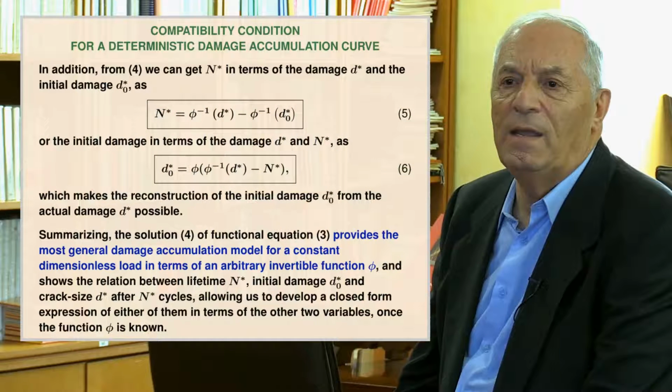In summary, the solution of our functional equation provides the most general damage accumulation model for a constant dimensionless load in terms of an arbitrary invertible function phi, and shows the relation between lifetime n, initial damage d0, and crack size d after n cycles, allowing us to develop a closed form expression of either of them in terms of the other two variables, once the function phi is known.